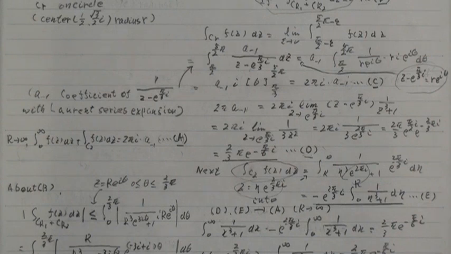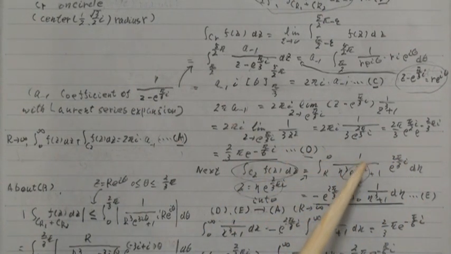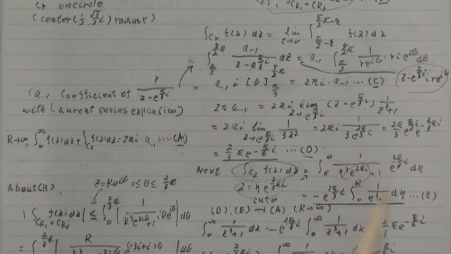And next C2. After dz, angle 2 over 3 pi, that equals eta times e to the 2 over 3 pi i. Then dz is d eta times e to the 2 pi i, which equals 1.